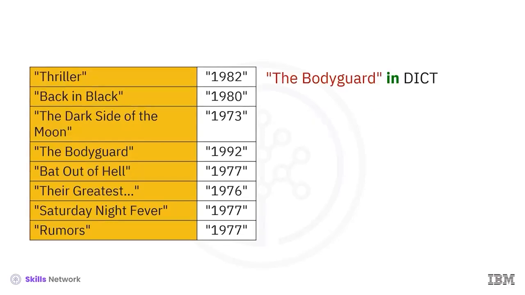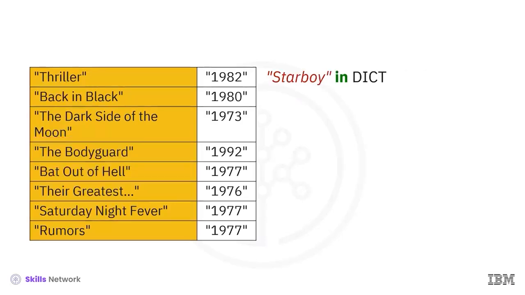We can verify if an element is in the dictionary using the in command as follows. The command checks the keys. If they are in the dictionary, they return a true. If we try the same command with a key that is not in the dictionary, we get a false.